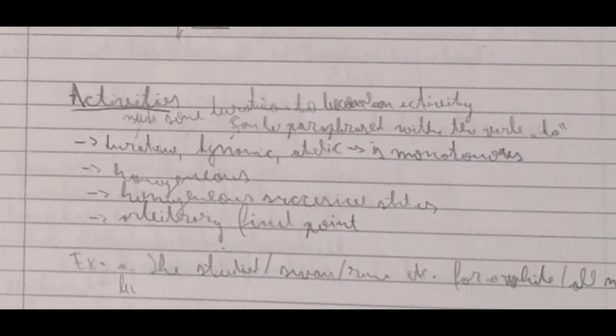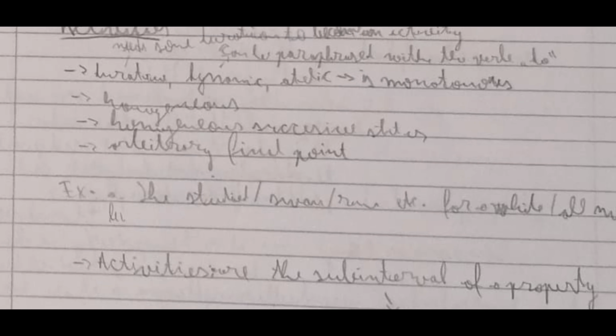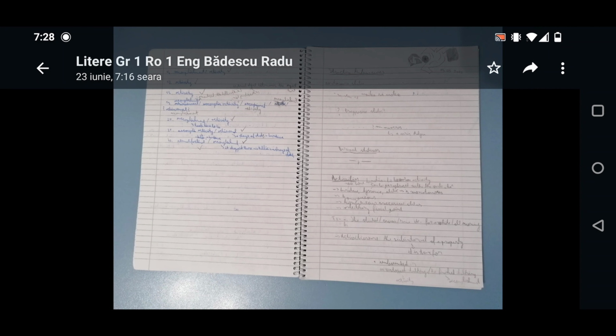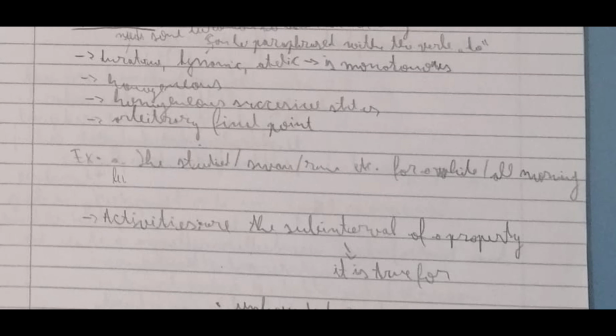We have homogeneous, successive states, and we have an arbitrary final point. Example, he studied, or he ran, etc. for a while. He studied, he swam, he ran for a while, he ran all morning. Activities are the subinterval of a property. It is time for unbounded. He stopped talking, he finished talking.